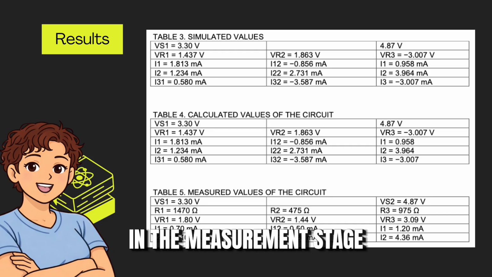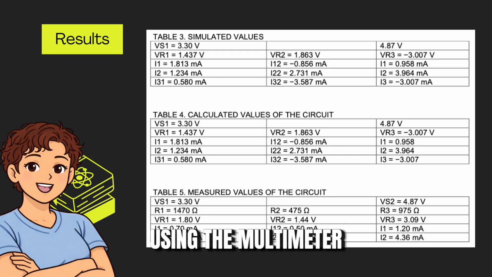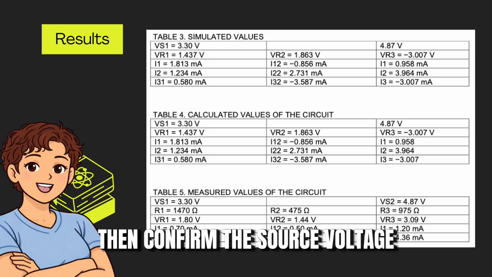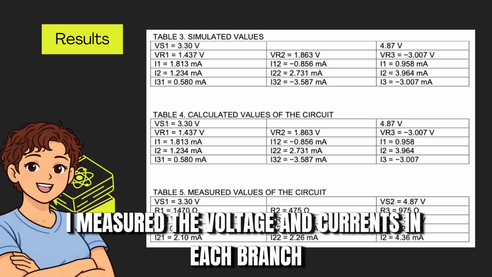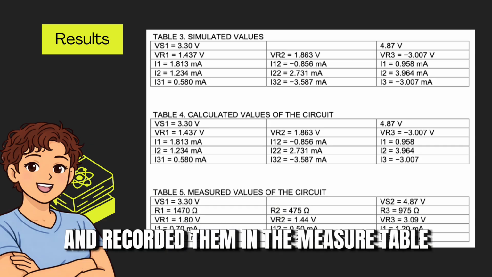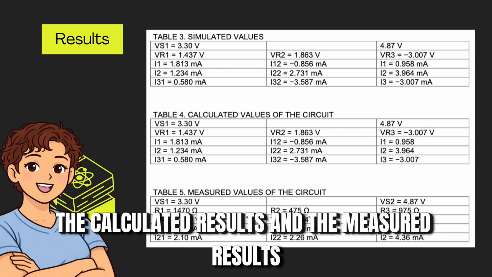In the measurement stage, I measured the actual resistor values using the multimeter, then confirmed the source voltage. After that, I measured the voltage and currents in each branch of the circuit and recorded them in the measurement table. On screen, I am showing the simulation results, the calculated results, and the measured results.